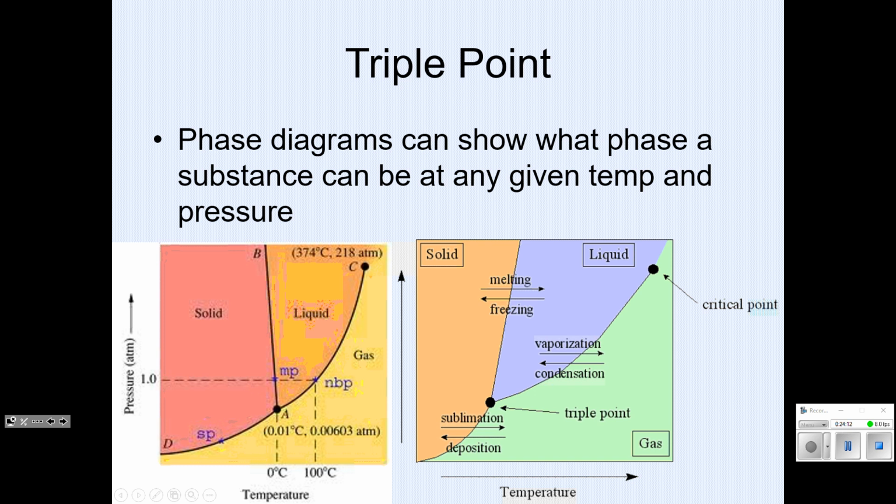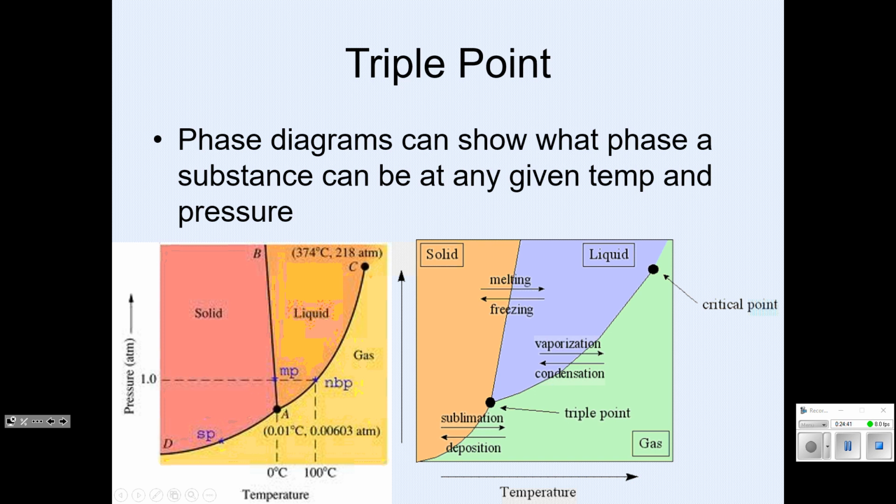Notice in the graph in the middle, there's what's called a triple point. There is the perfect temperature and pressure for different substances, and it's different for each thing based upon intermolecular forces, where all three states of matter can coexist. Not just two like on our heating cooling curves, but all three can. So that's what the triple point is referred to as.